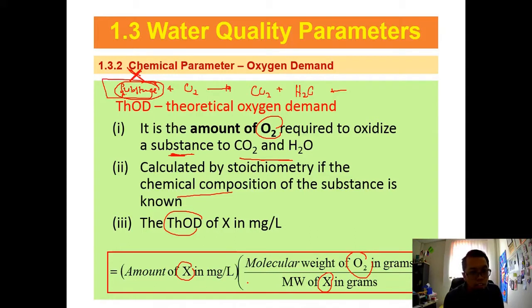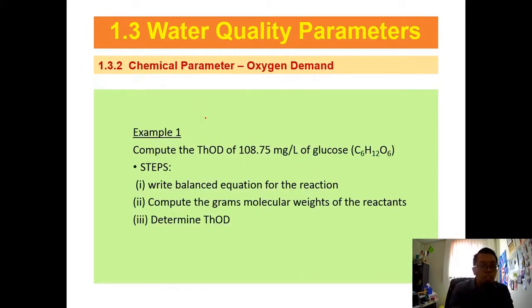Okay. X, this one is the amount, this one is the molecular weight. Oxygen here, how many oxygen are required. Okay, and then you can know what is the theoretical oxygen demand in milligram per liter as the unit, milligram per liter. So this is an example.